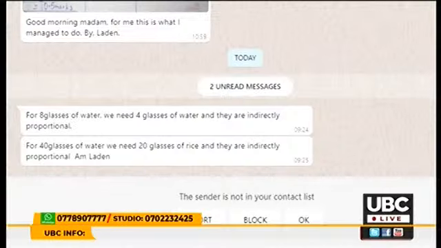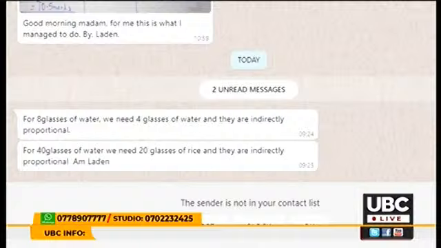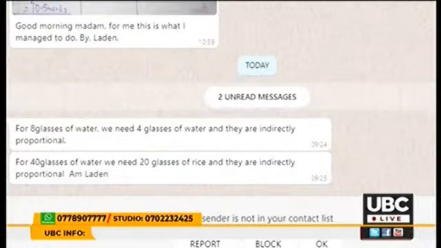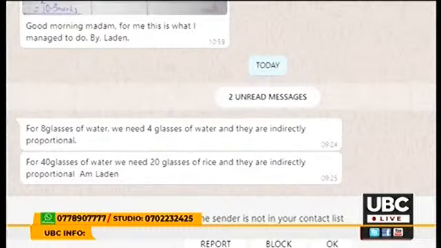There's somebody who says for 8 glasses of water, we need 4 glasses of water. They are indirectly proportional. Then somebody says for 40 glasses of water, we need 20 glasses of rice. They are indirectly proportional. Laden, thank you for your contribution.